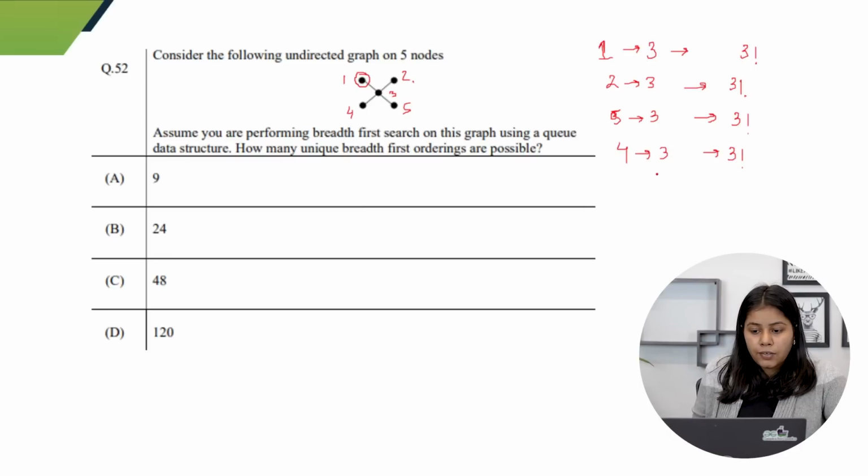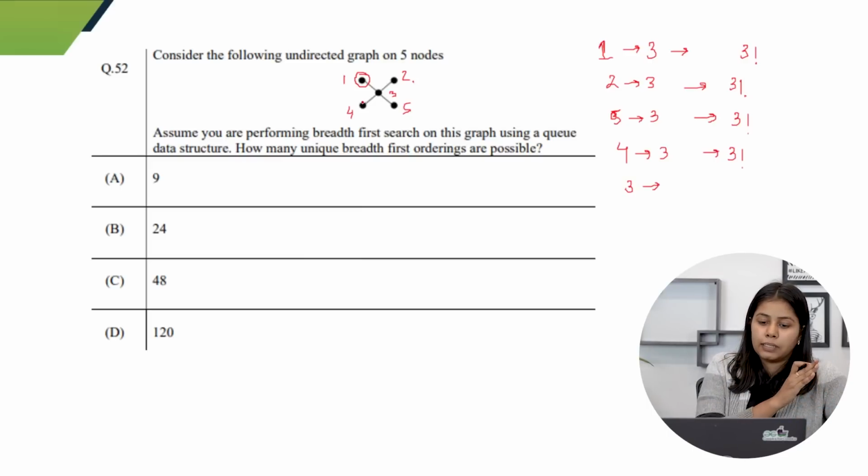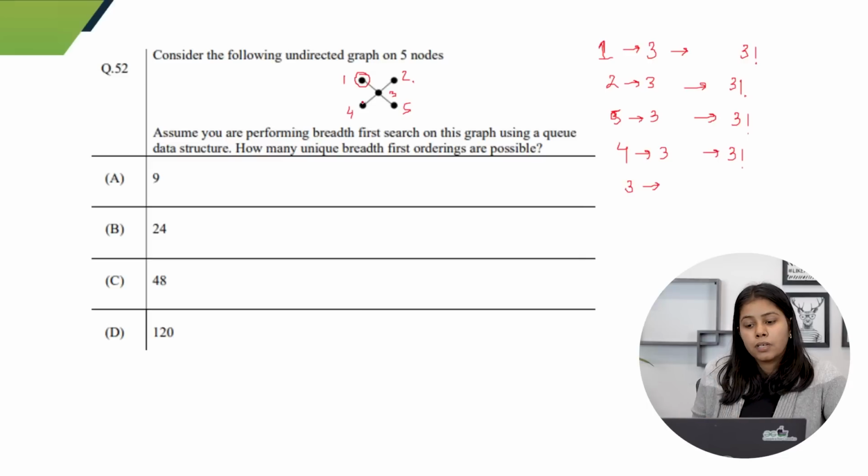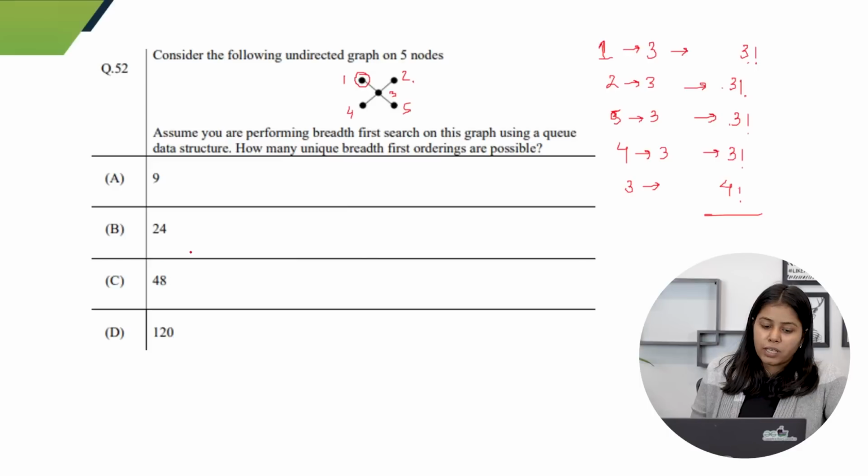And at the end, if I start with 3, I can move to any of the vertices, either 1, 2, 4 or 5. So how many possibilities do I have? 4 factorial. If I add all these possibilities, what would I get? 4 factorial plus 3 factorial plus 3 factorial plus 3 factorial plus 3 factorial. You can solve it and you will get C as your answer. That means 48. In total, you have 48 orderings possible for this breadth first search.